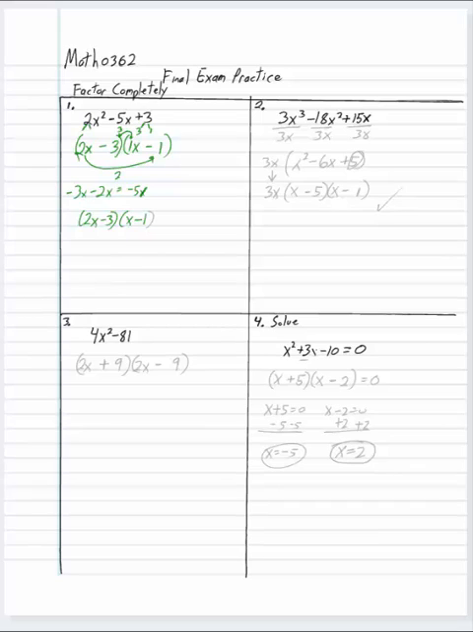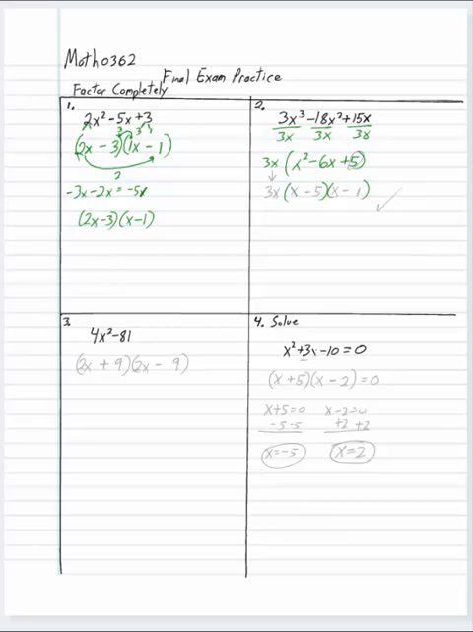For number 2, notice that every single term has the letter x. Also notice that every single term is divisible by 3. So let's divide every single term by 3x. And when we do, we're left with x squared minus 6x plus 5. Now let's factor.